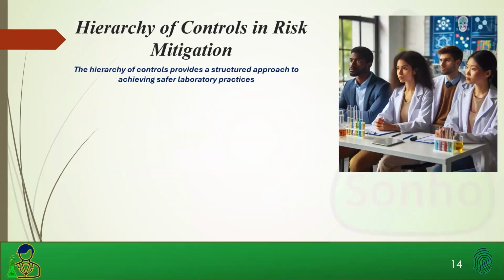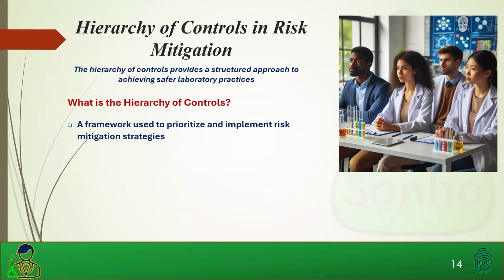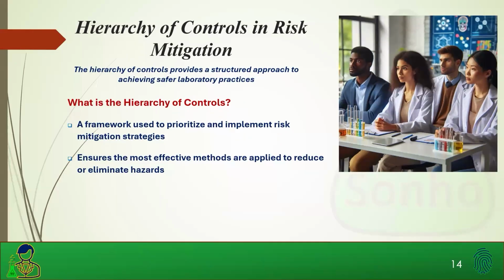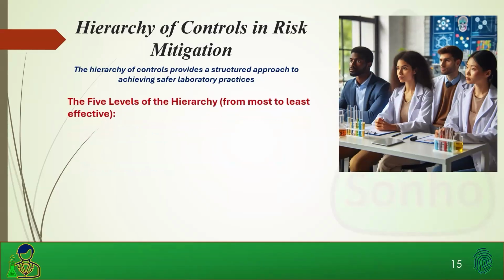So there's a hierarchy of controls in risk mitigation. So what is the hierarchy of controls? It's a framework used to prioritize and implement risk mitigation strategies. It ensures the most effective methods are applied to reduce or eliminate hazards. There are 5 levels to the hierarchy. This hierarchy of control provides a structured approach to achieving safer lab practices. This is the most to least effective.